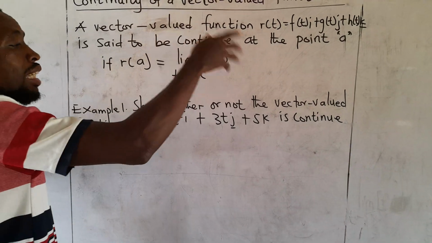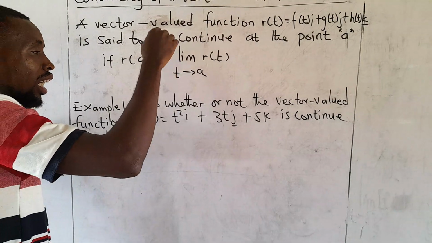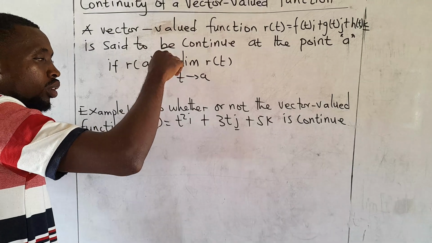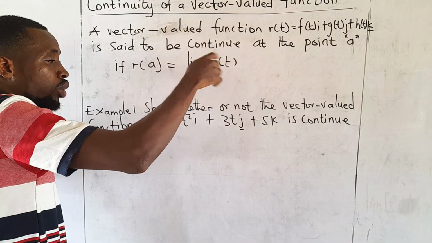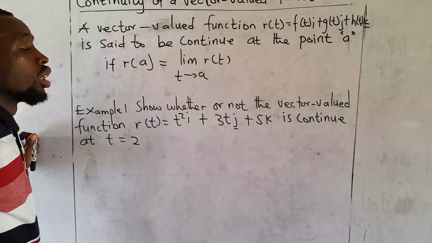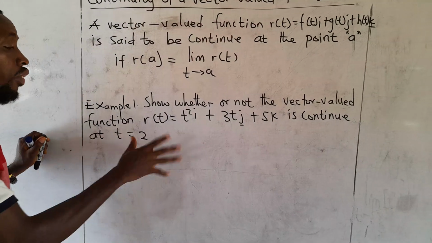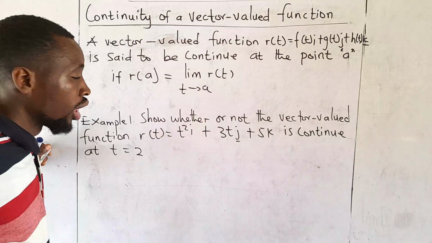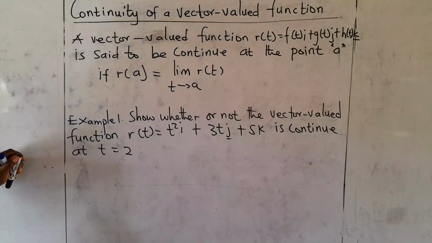So that's how we substitute the point into our vector valued function. Then if you find the limit of the vector valued function as the independent variable t approaches A, and they are equal, then we say that the vector valued function is continuous at that point. If they are not, then it is not.